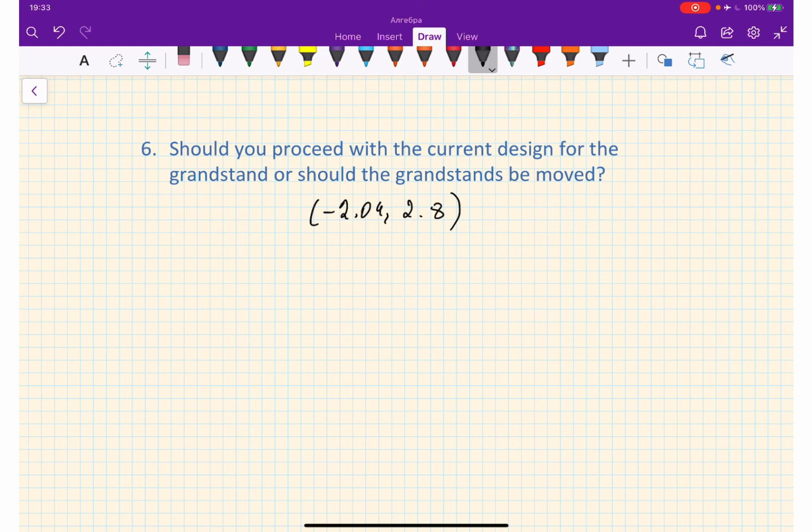Negative 1.9, 2.8 is the point. It's located at the front corner of the grandstand, right? So if it goes beyond, it's going to hit the curb. So which means the design of this grandstand is an absolute disaster for the spectators.